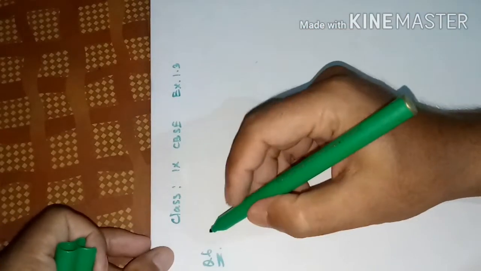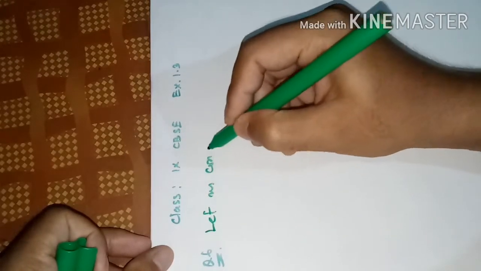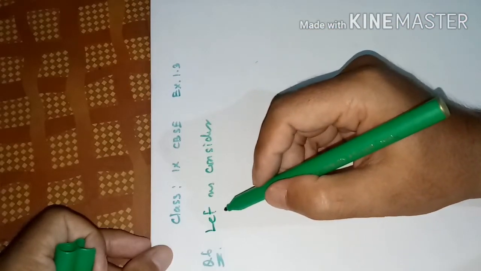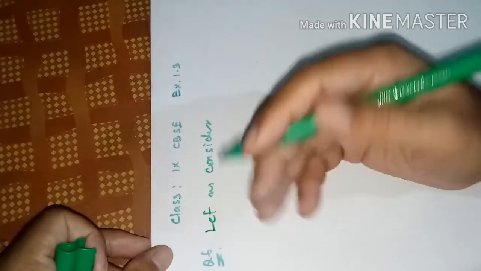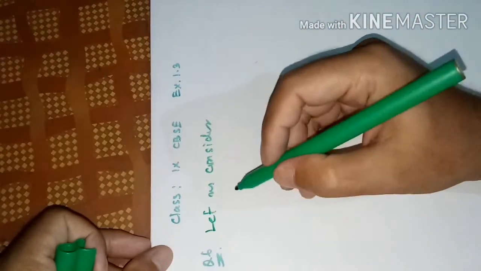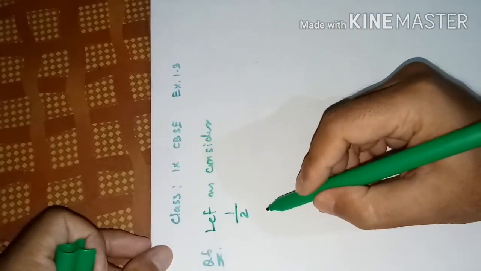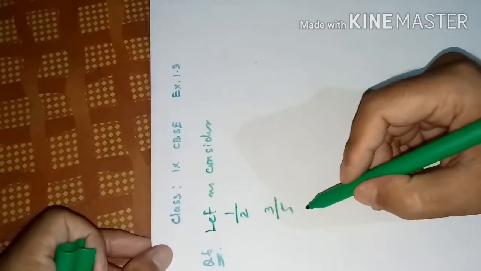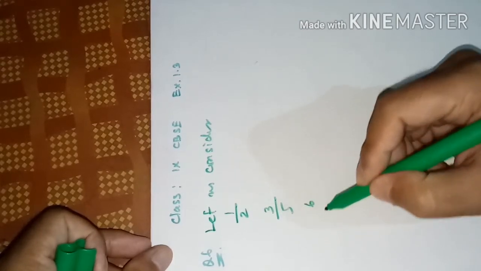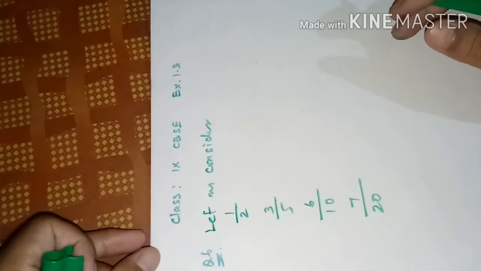Let us see some examples now. I will take some examples. Maybe they will be rational, but I don't know whether the decimal expansion will be terminating or non-terminating. After finding, let us see. For example, 1 by 2. Next I am taking 3 by 5. Next 6 by 10, 7 by 20. Let us see these examples.